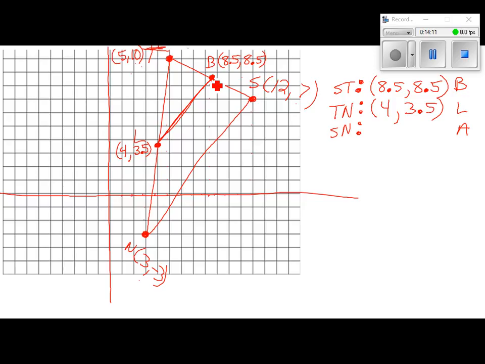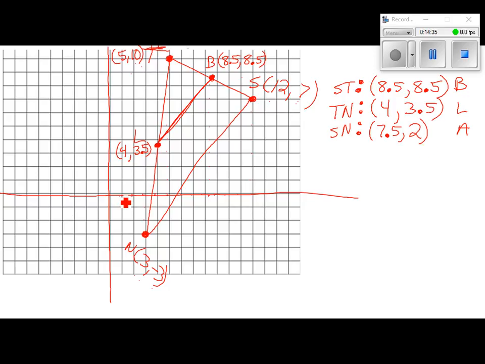The other midpoint, we're going to use point N and point S. So for S, we got 12 and 3 as our x's, so 12 plus 3 is 15. Divided by 2 is 7.5. Then our y's, 7, -3, 7 plus -3 is 4. 4 divided by 2 is 2. We're going to call that point A.